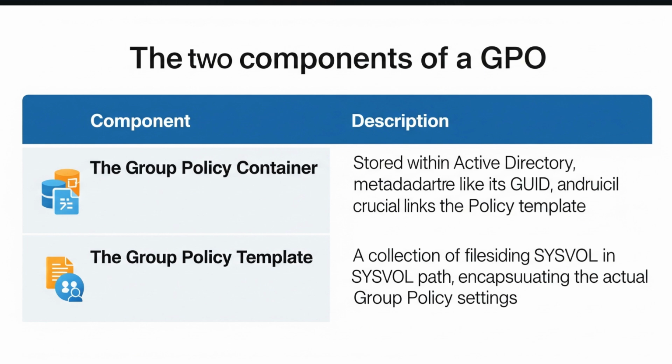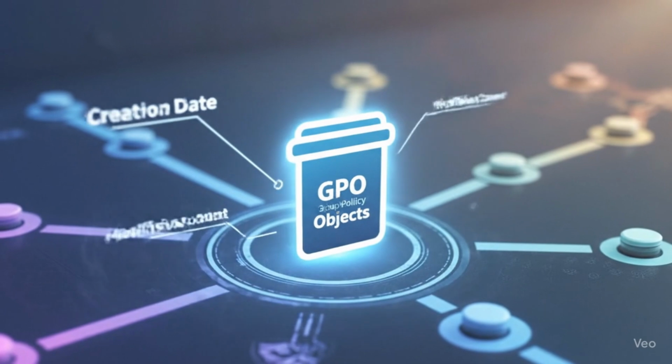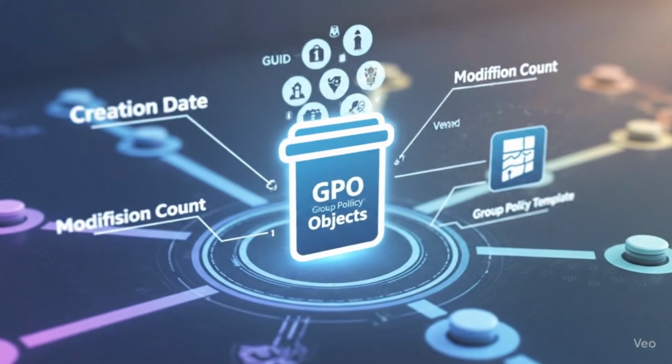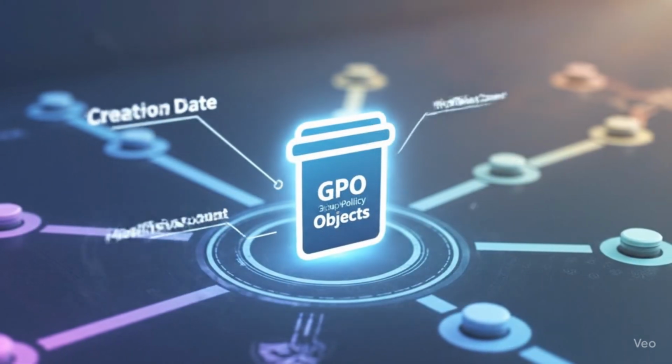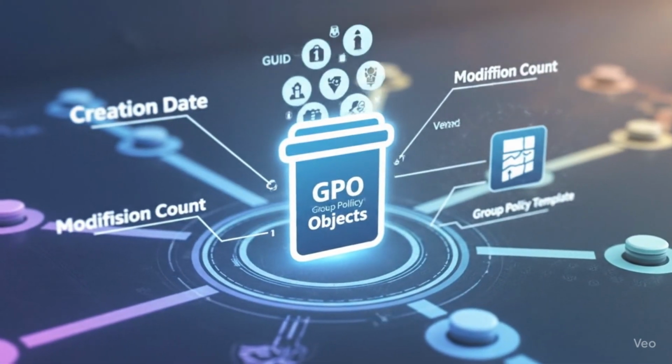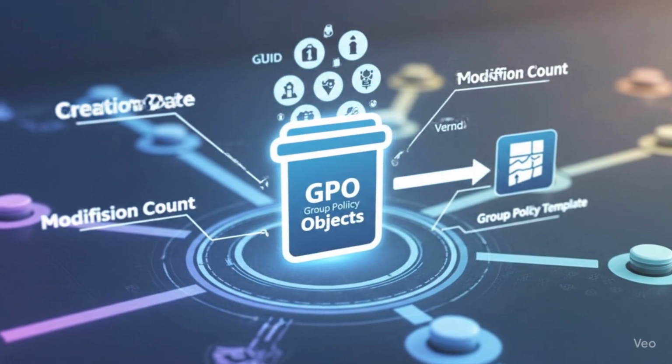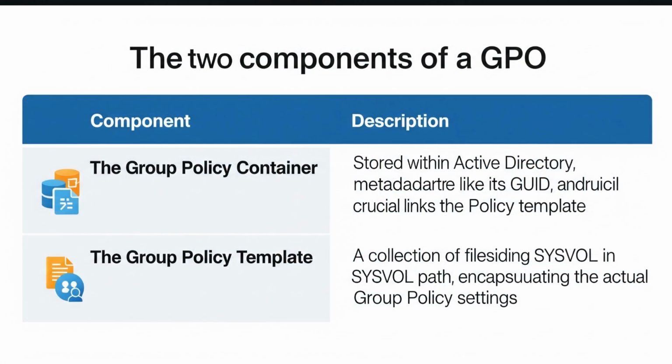Component description. The group policy container. The group policy objects container is located in Active Directory, and it stores GPO metadata. It doesn't contain actual settings, but information on when the GPO was created, how many times user and computer settings were modified, the GPO version, and its GUID, which is used to link group policy settings to a group policy template.